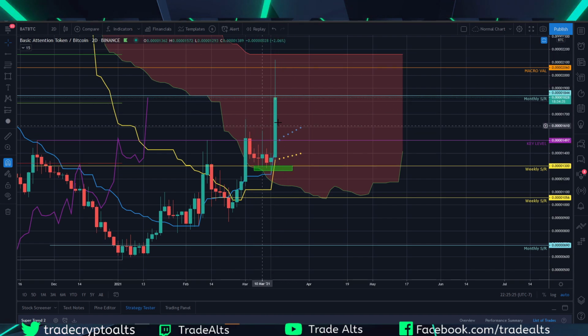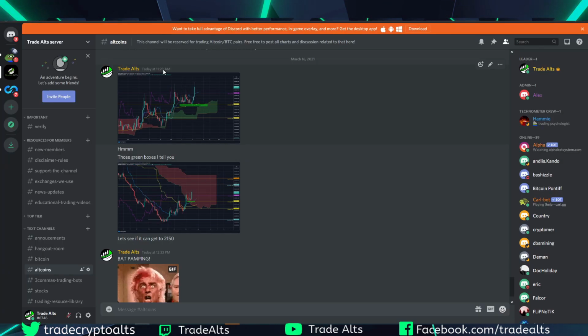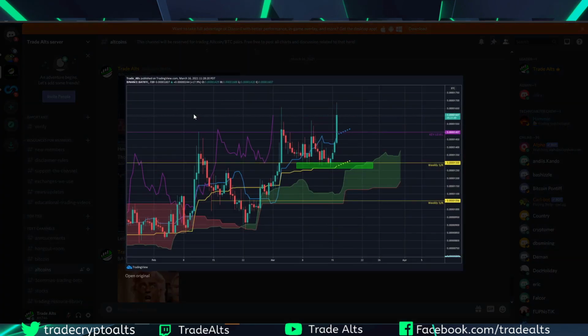So this is kind of the confluence. This is another form of confluence that I had to get into that trade that I did. And I shared that with Discord. It's kind of funny, this morning I had posted this at 11:30, and I was making a crack about the green boxes, but it held up really nicely.